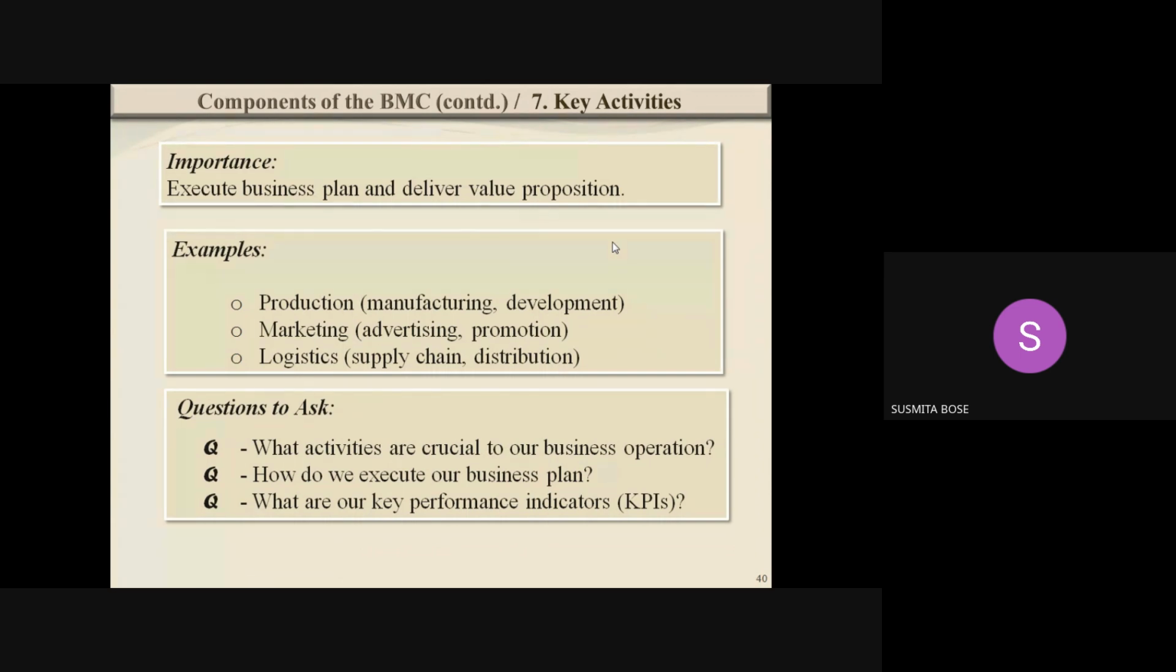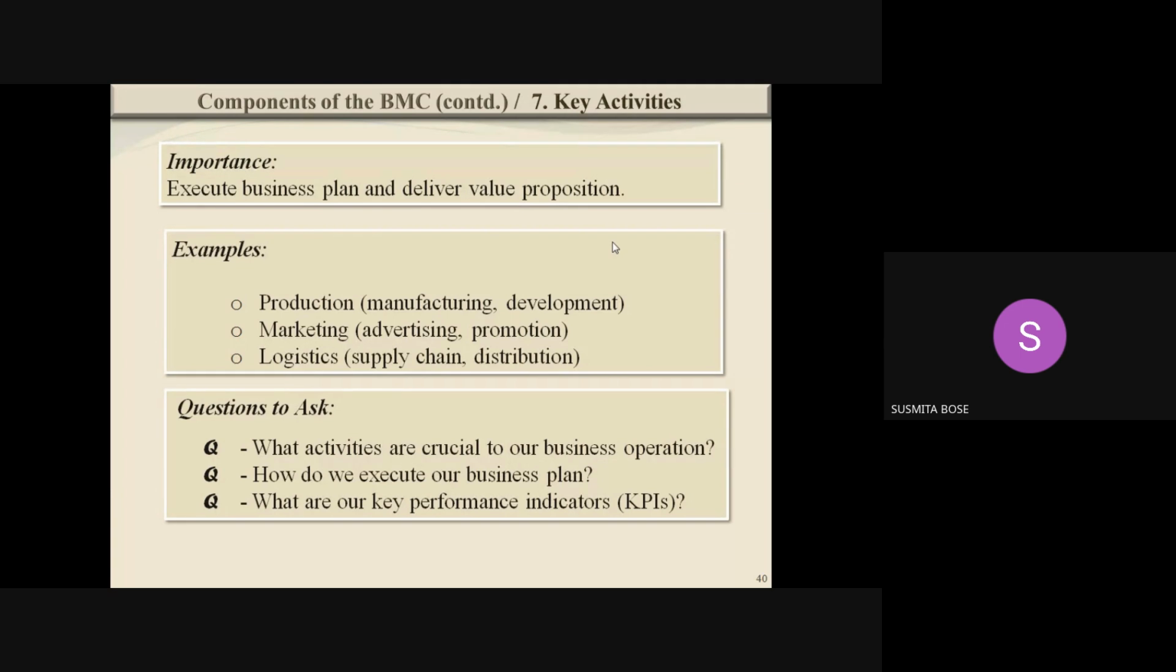And the examples are production, manufacturing, development, marketing, advertising, promotion. Like if you're doing the promotion of your product or advertising your product, everyone is giving the advertisement of their product. If everyone is promoting their product, why will customers come to you? You'll have to make your advertisement so catchy that it draws the attention of the customer. The logistics, you have to think about the logistics, the supply chain, the distribution.